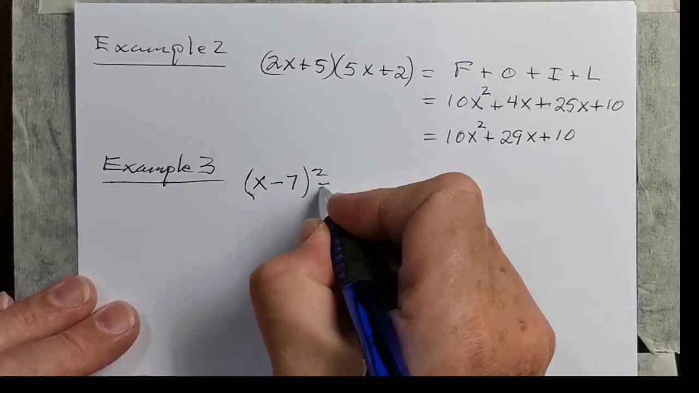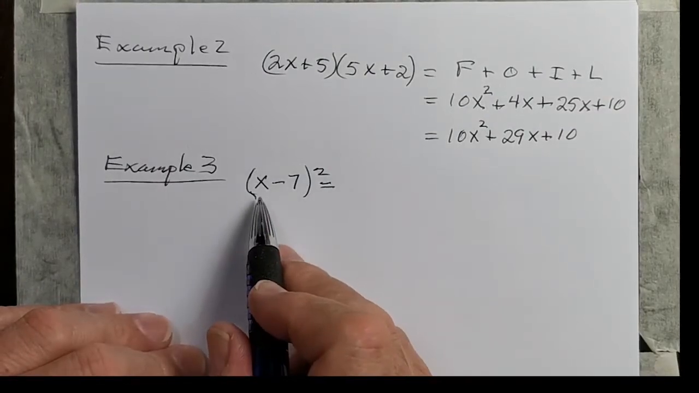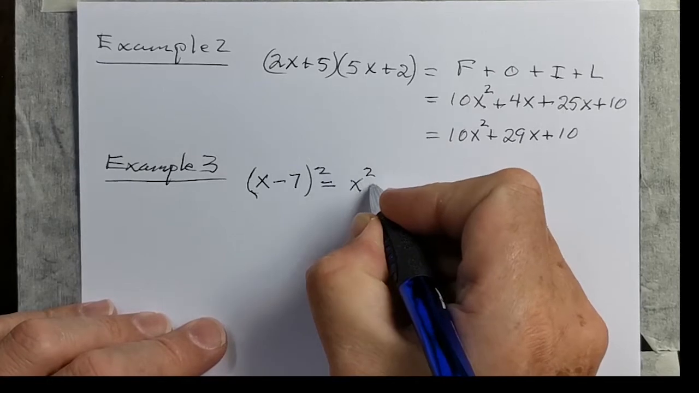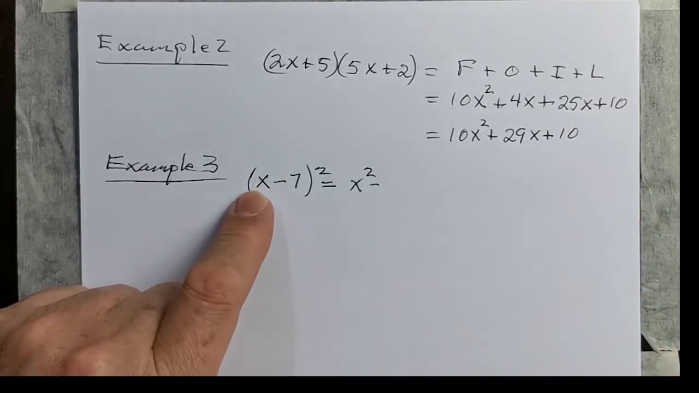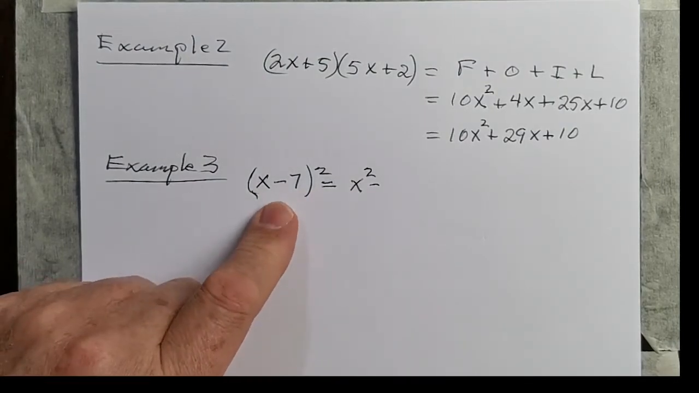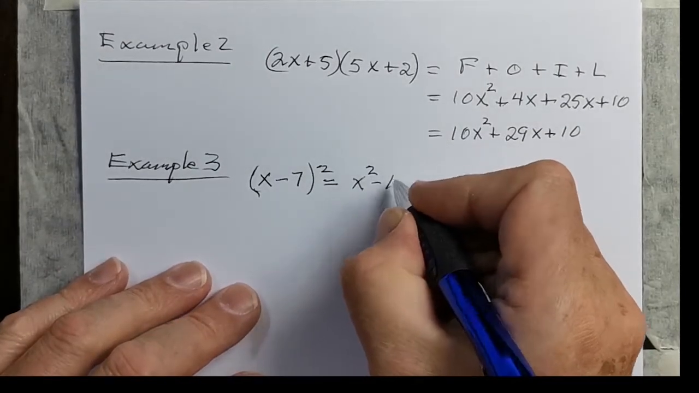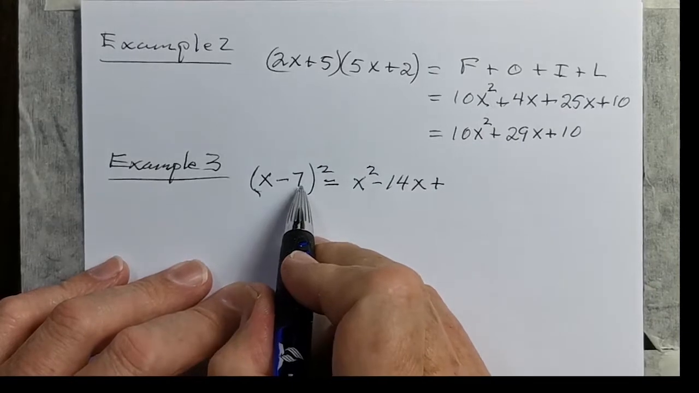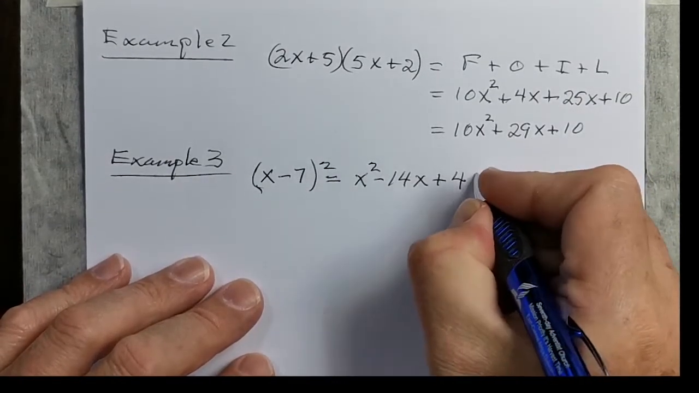Now if we follow that through, it will be a squared. The a term here is x. So that will be x squared minus 2ab. 2 times x times 7 is 14x. So it's minus 14x plus b squared, which is negative 7 squared, is 49.